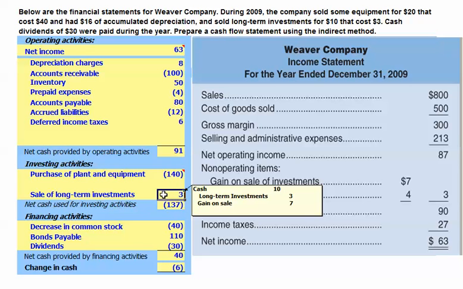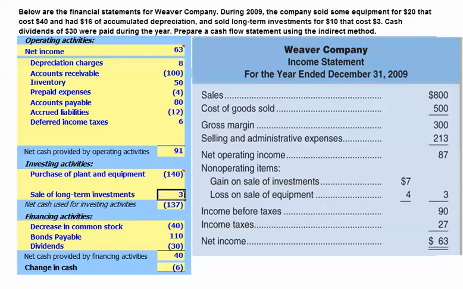So obviously, instead of receiving $3 on the sale of our long-term investments, we actually received 10. So let's go ahead and reflect that on our cash flow statement by increasing the cash from the sale of long-term investments from $3 to $10. Once we do that, we can see our change in cash no longer equals the change from our balance sheet. We've changed one section by an increase of 7. We need to decrease 7 somewhere else.